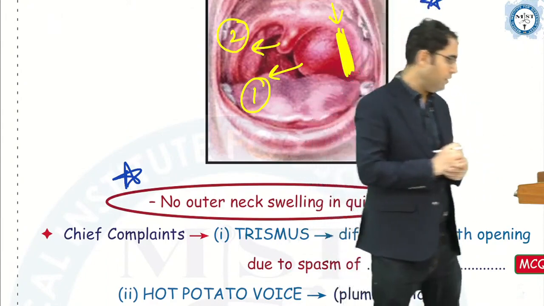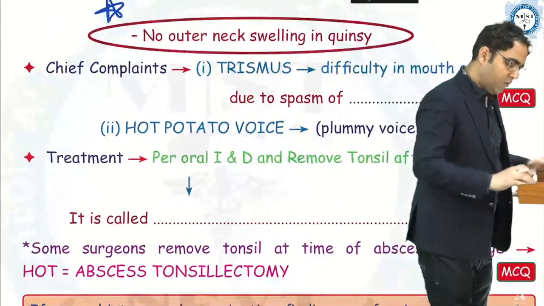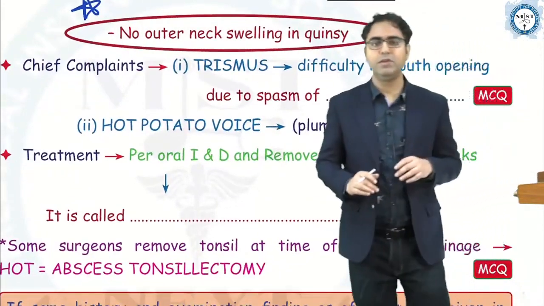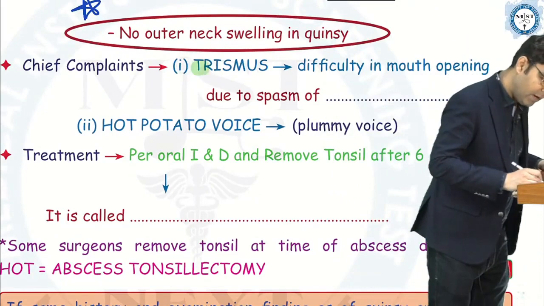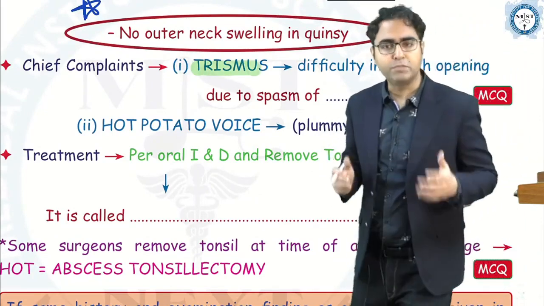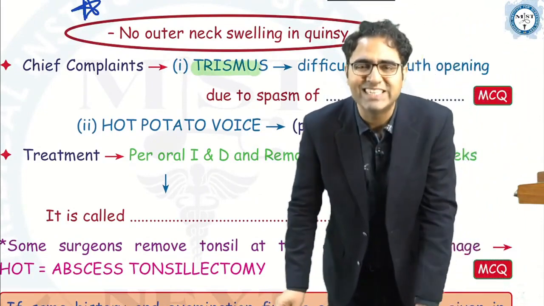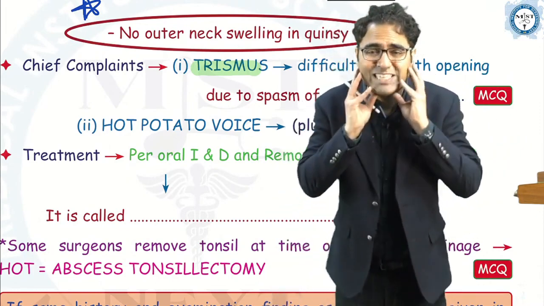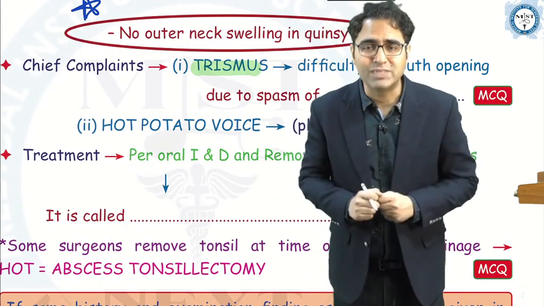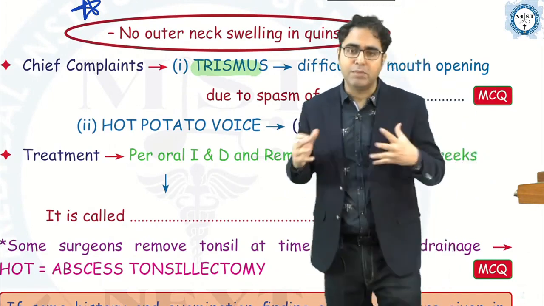Okay, fine. Now, what is the chief complaint? The chief complaint is trismus. What is the name of the word? Trismus. What is trismus? Look at me, it is difficulty in mouth opening. It's so painful. There's spasm over there. You're not able to open the mouth even. Trismus is difficulty in mouth opening.